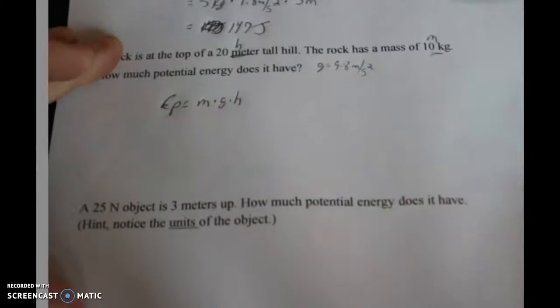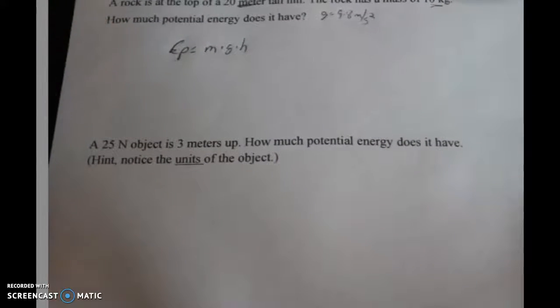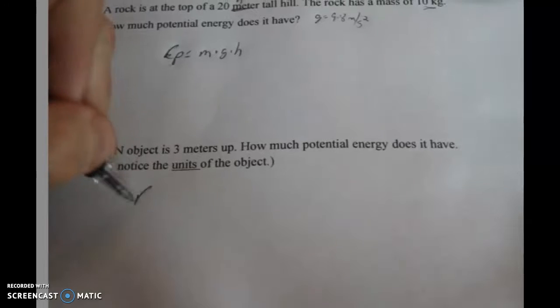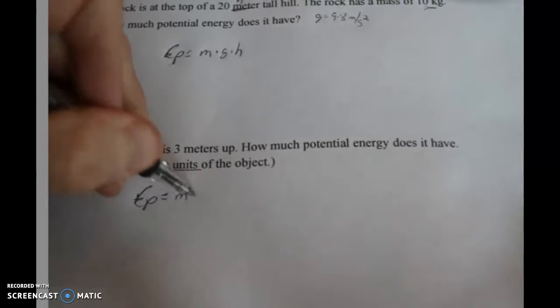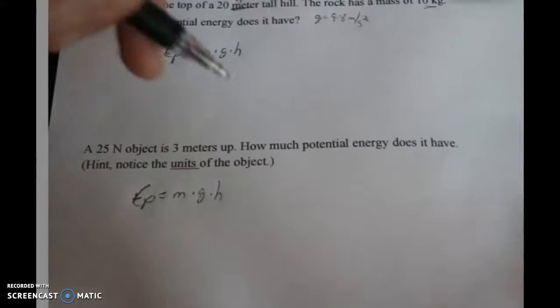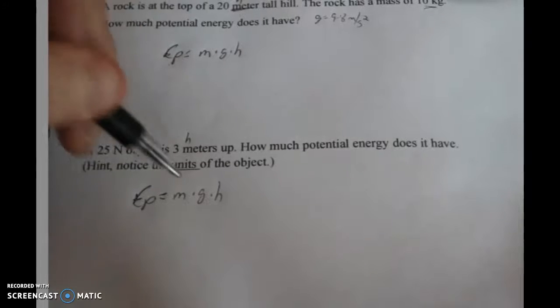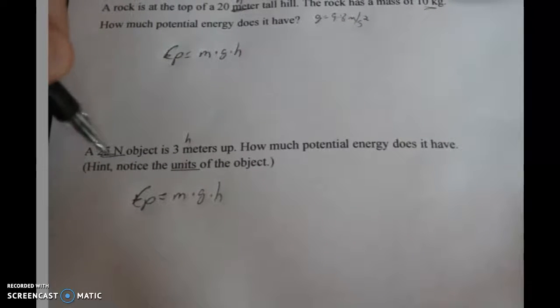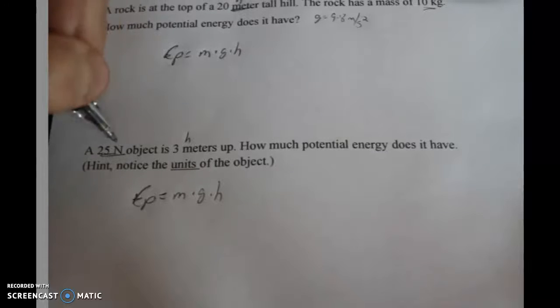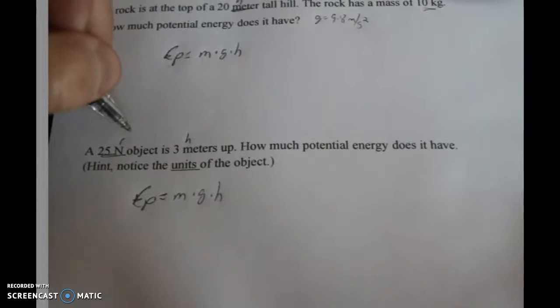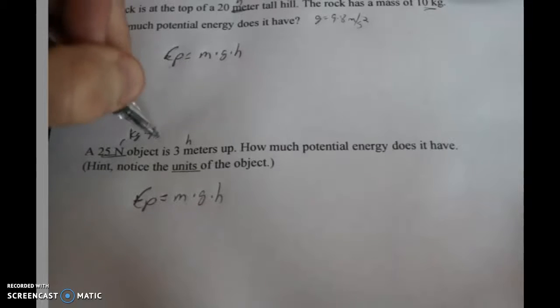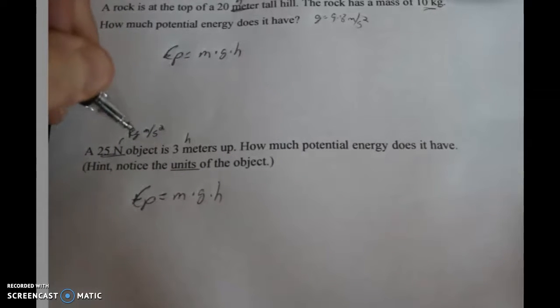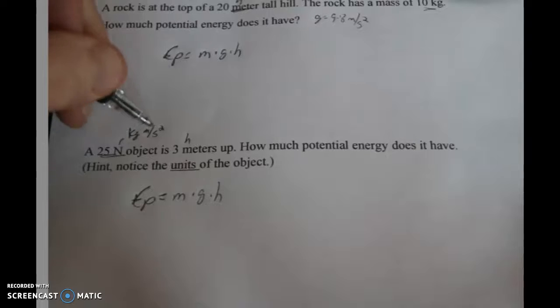Now, this next one switches it up a little bit. It's asking potential energy. And I'm used to doing this mass times gravity times height. It gives me the height, but notice it doesn't give me the mass. It gives me newtons now. And this is where it's a little tricky, because a newton, remember, is the amount of force it takes to make a 1 kilogram object accelerate by 1 meter per second squared. So a newton is the same units as kilograms, meters per second squared.